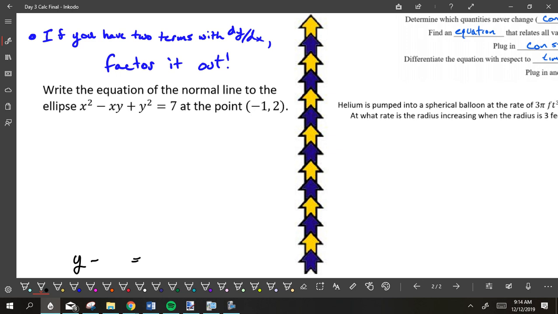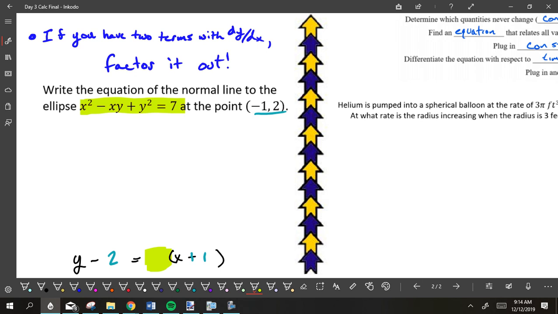I need this: y minus y1 equals m times x minus x1, point slope form. I know what my point is. It's negative 1, 2. So it's x plus 1, y minus 2. All I have left to find is the slope. To find the slope, I'm going to take the derivative of that guy right there.